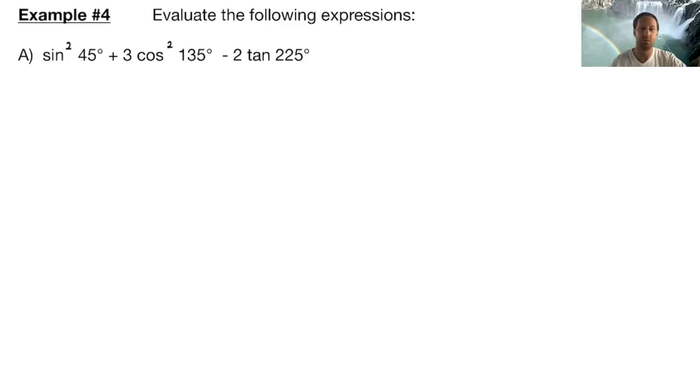All right, so the fourth example has a pretty nasty trig expression. Now, not an equation because there's no equal sign. It's what is called an expression. And remember, I warned you guys about these little squared parts. So what I'm actually going to do is rewrite this in a little bit better form: the sine of 45 squared plus 3 cosine of 135 squared minus 2 times the tangent of 225. So the bad news is I have 3 different angles for 3 different trig functions.